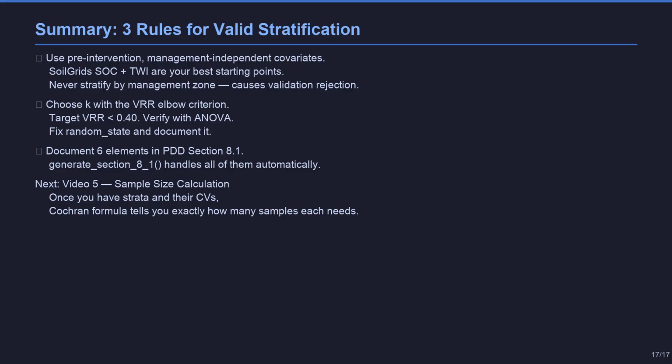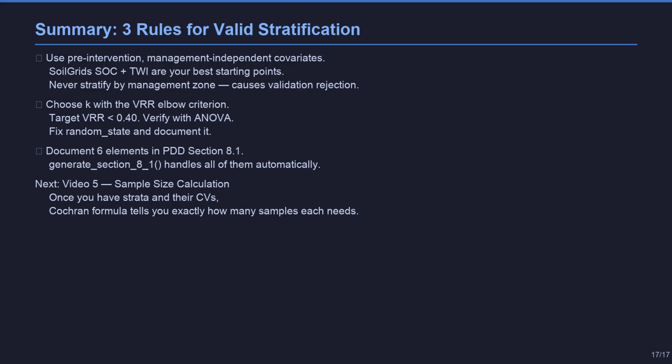3 things to take away from this video. First, stratification variables must be pre-intervention and independent of the management activity. Soil grids, SOC, and topographic wetness index are your best starting points. Never stratify by management zone. This is the most common stratification mistake, and it causes validation rejection.